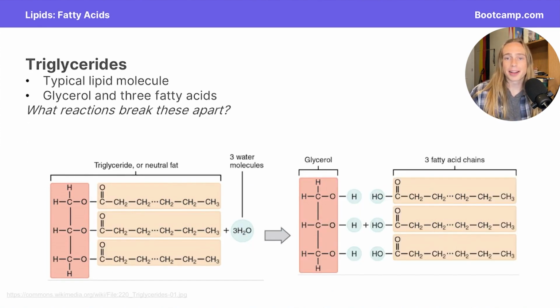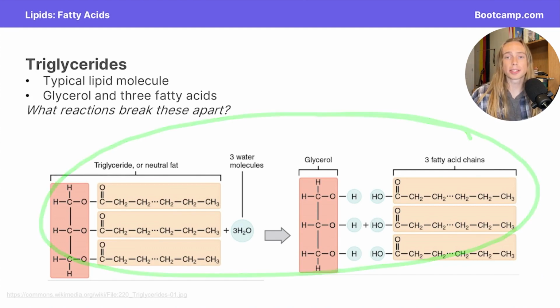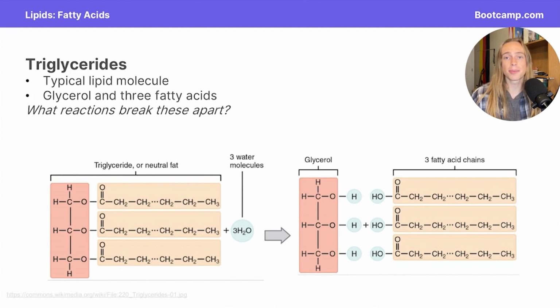So knowing that these reactions are similar to the ones we saw with our proteins and carbohydrates, what type of reaction is occurring here where we're breaking a triglyceride apart into a glycerol molecule and three fatty acids? Great, so this is a hydrolysis reaction, and remember, a great way to key in on this is that we're adding water and we're breaking something apart.